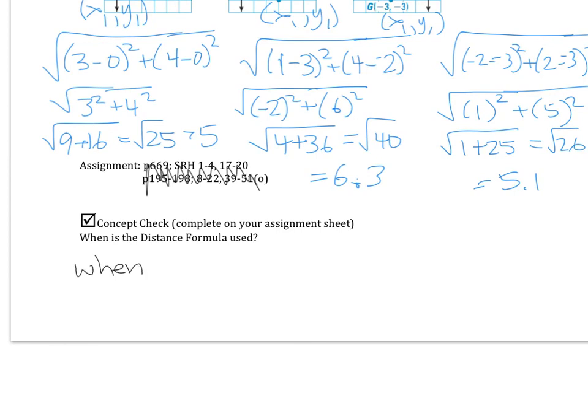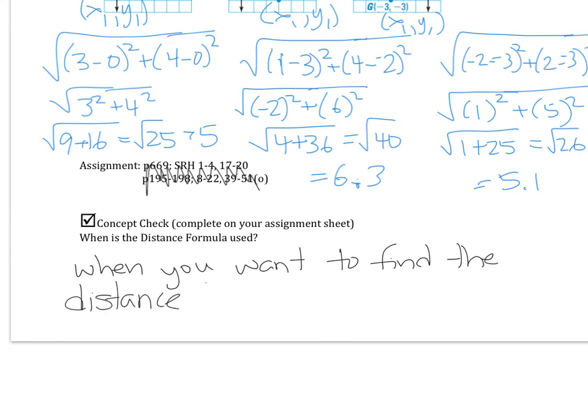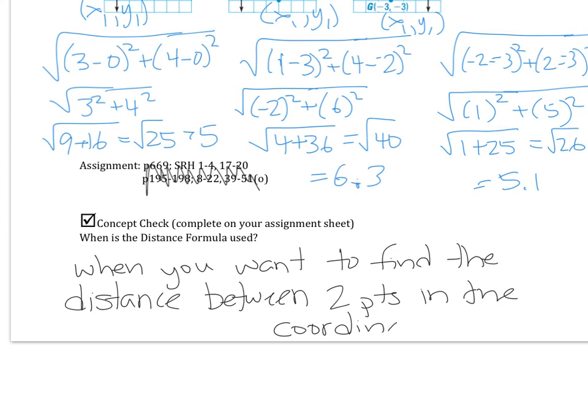When you want to find the distance between 2 points in the coordinate plane. And this ends lesson 4-4.